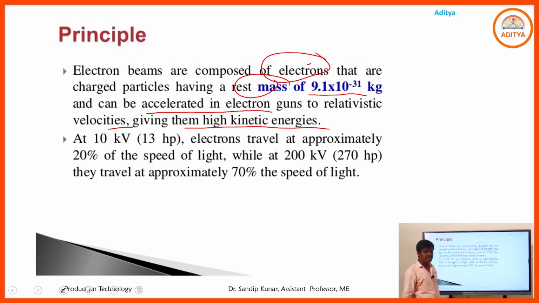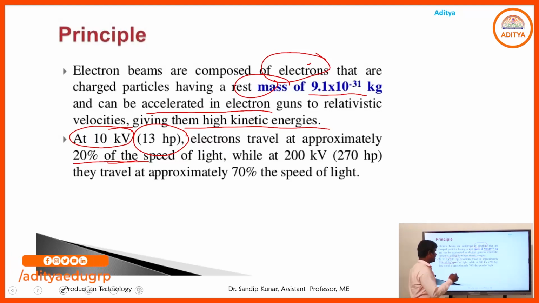Near about 10 kilovolt generates 13 horsepower of power. In that case, the electrons travel at approximately 20% of the speed of light. That means the 10 kilovolt electrons take approximately 20% of the speed of light, which is a high velocity. 20% of the speed of light means the electrons take more and more velocity.